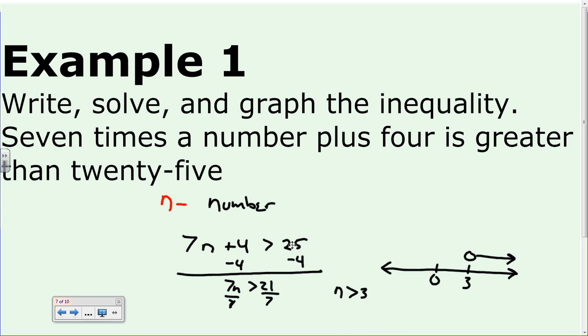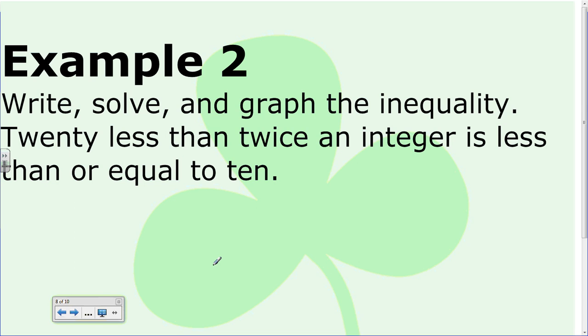I can't emphasize enough, sure, that problem went really quick for us, but I didn't have to write all this down. So make sure that you're pausing the video so that you can get the problem written down, and then you can continue with the video so that you can have the time to actually pay attention to what's happening in the inequality. Example 2, same thing. Write the example down while the video is paused and then move forward.